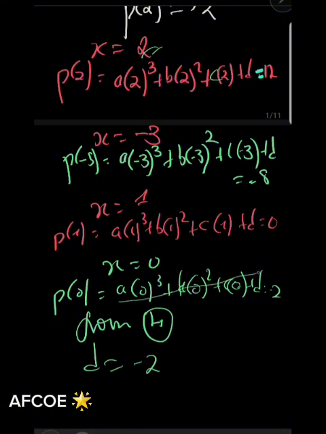0 times all of these terms, they disappear. All of these first terms disappear, and all of these terms disappear. We just get d to be negative 2, and I'm going to substitute d equals negative 2 in all the rest of the 3 equations, and then you see how we're going to go about it. So let me pause the video once more.